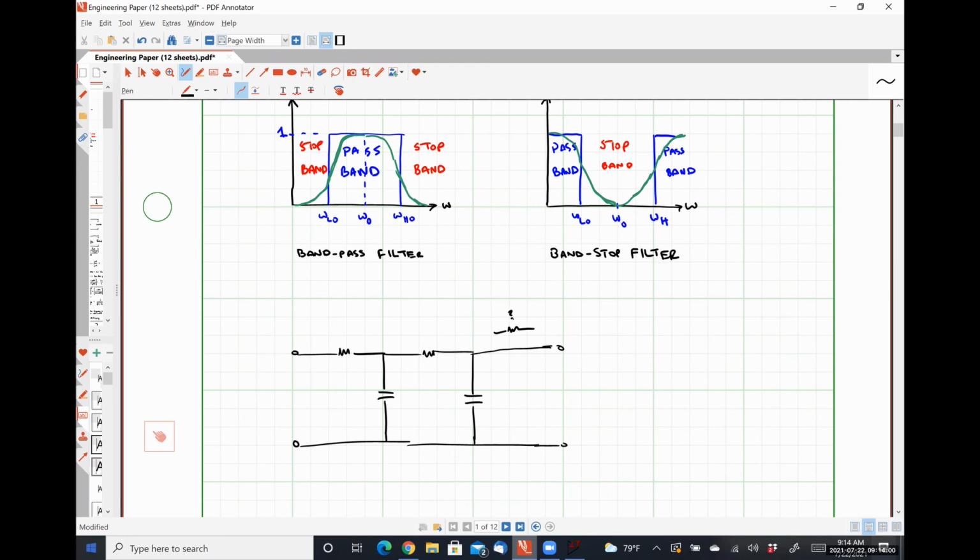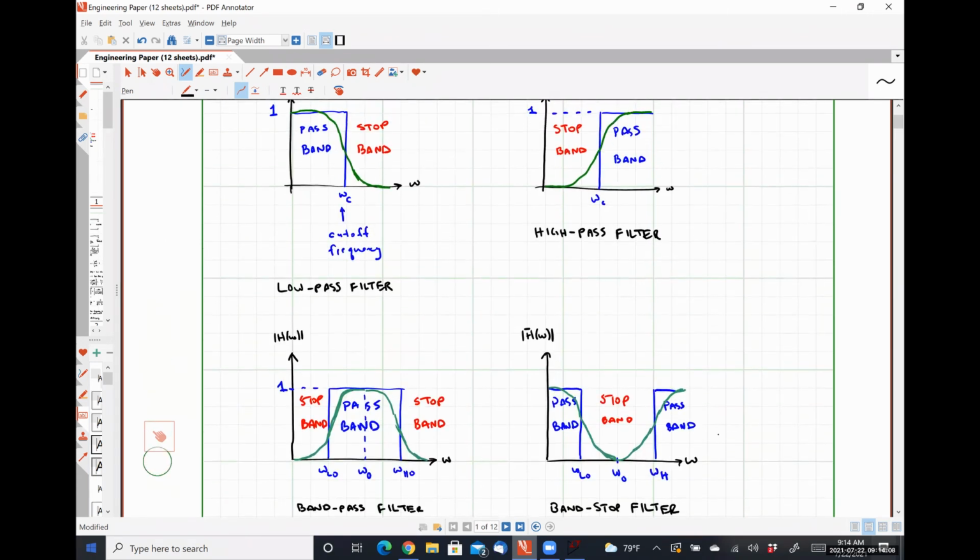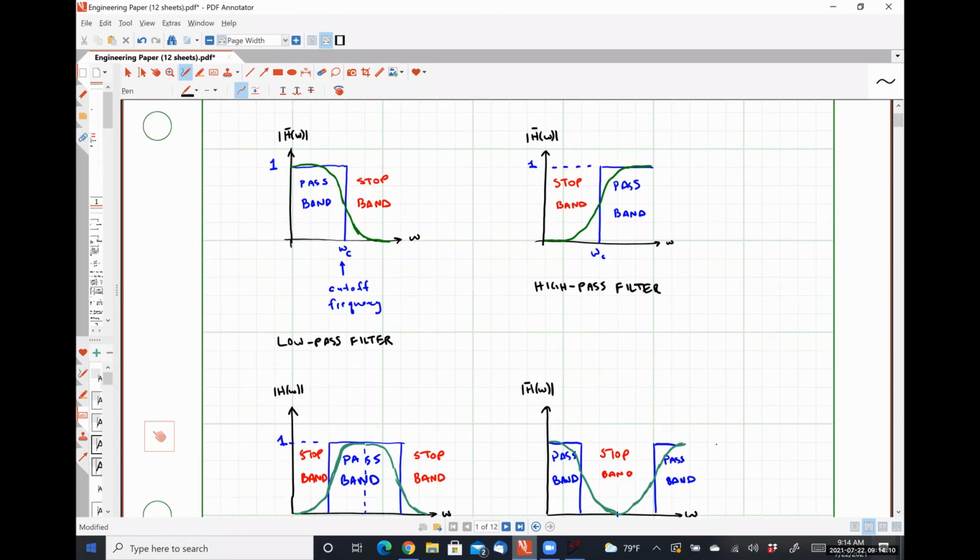So what winds up happening when you create filters that way is it makes that response, the transition from the pass band to the stop band, steeper and steeper and steeper, the more circuit elements you put in. But the elements themselves need to be matched, meaning that all the resistors need to be the same value and all the capacitors need to be the same value. Otherwise, you distort the system.